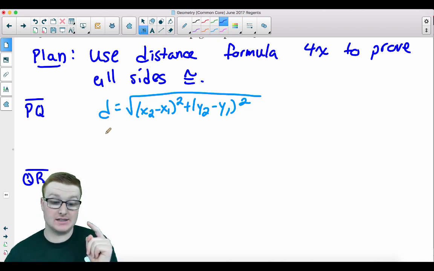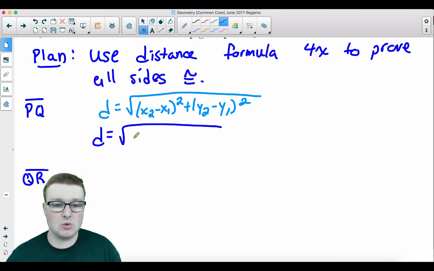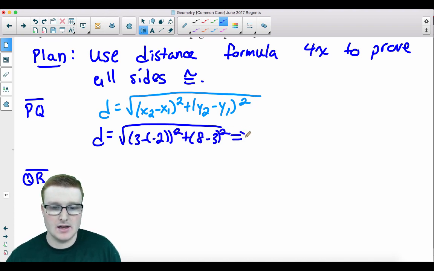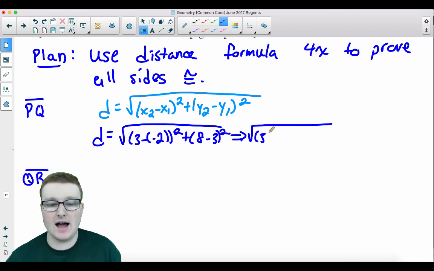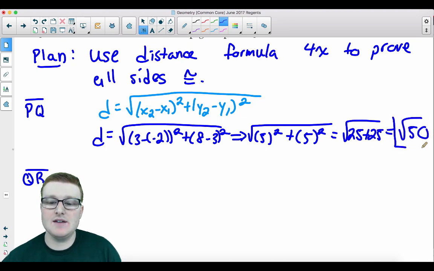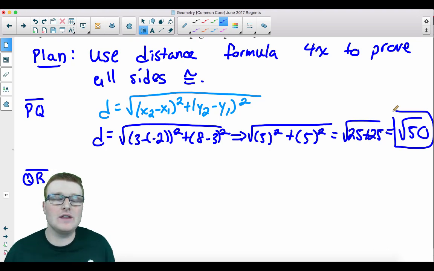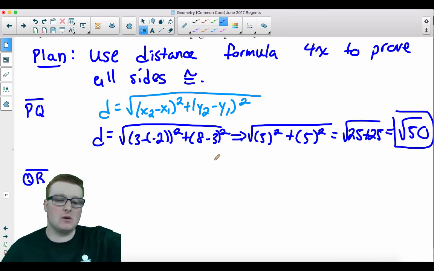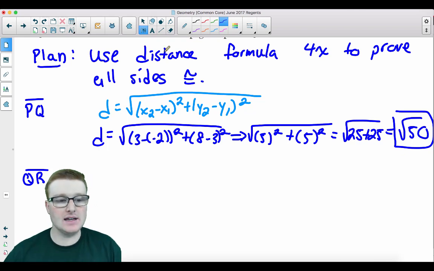That's all you need to do. I'm going to plug in the coordinates to solve it. So here we go. The distance is equal to the square root of (3 minus -2) squared plus (8 minus 3) squared. 3 minus -2 gives you 5. Square that. 8 minus 3 is 5. Square that. You get the square root of 25 plus 25, which gives you the square root of 50. Leave it as is, folks. Do not simplify that radical. That's just dumb. So keep on going with this. Here we go. Finding the length of QR.